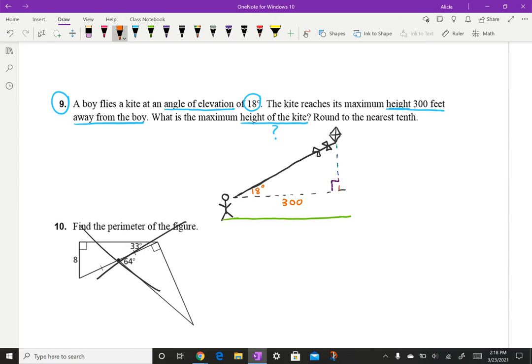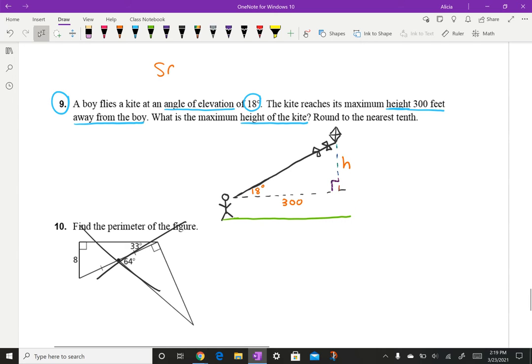Okay, so we're going to assume that this height right here is not being counted. So we're going to do the maximum height of the kite from the top of the boy's head, like I have drawn there, sort of, right? So what we're finding is this value here. Now, with this, we can see that we know information about a leg and we know an acute angle. And the other side that we're trying to find is also a leg.